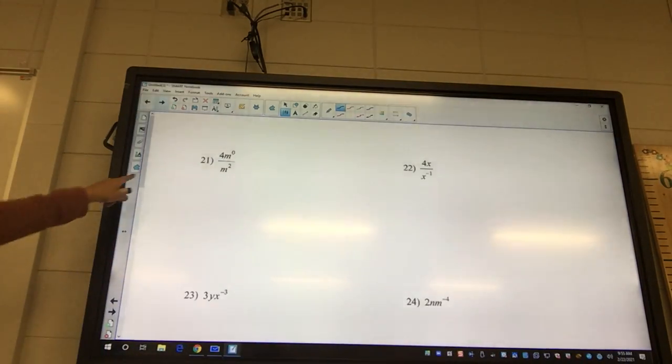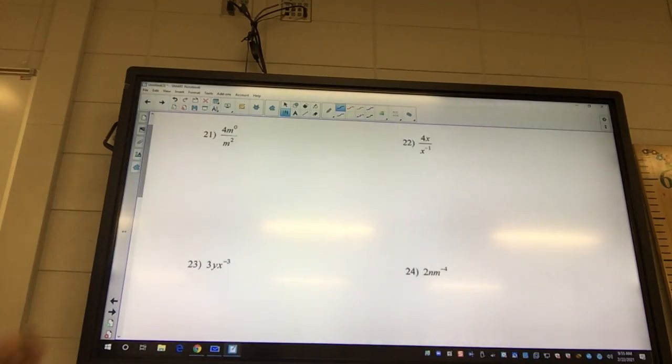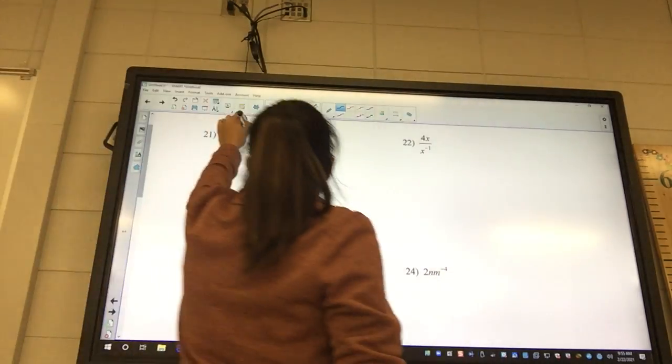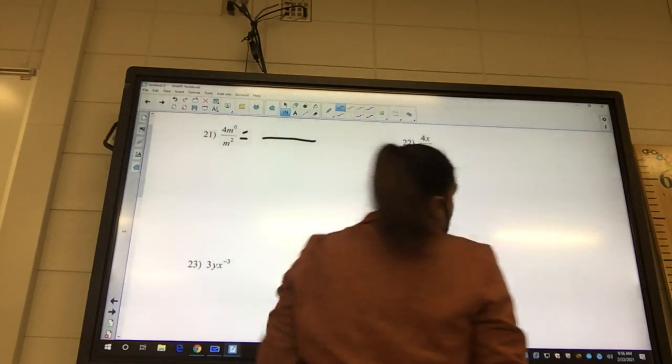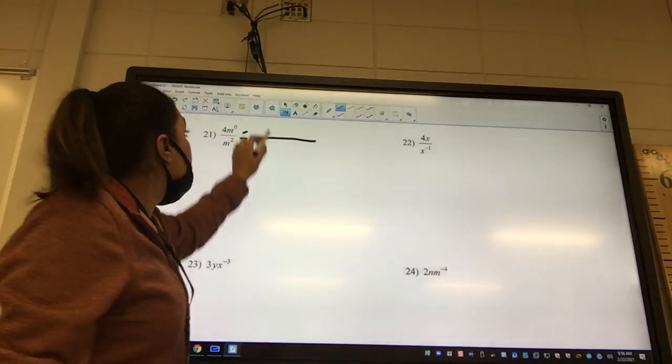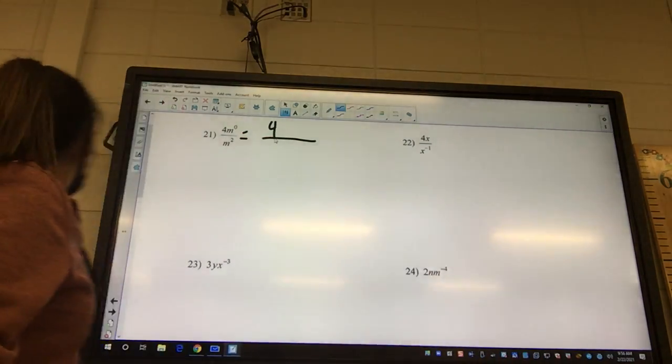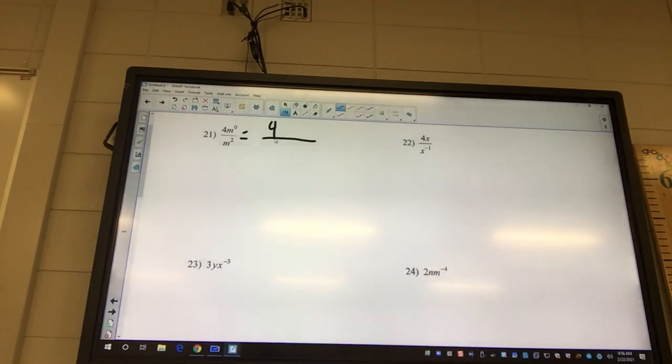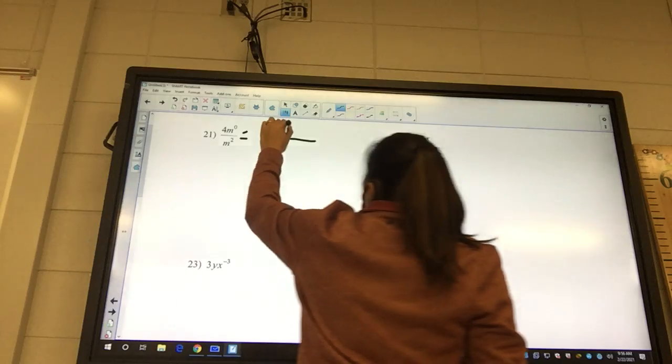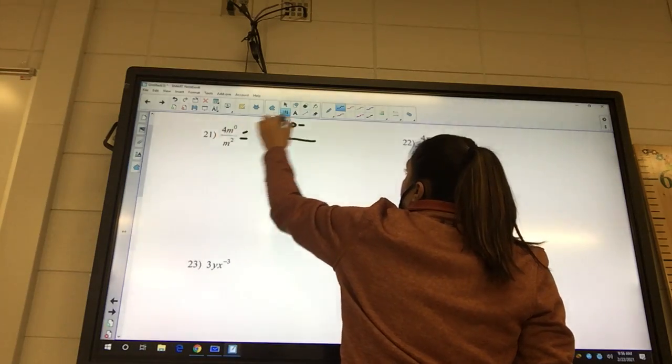Okay, look at 21. What type of rule is it? It's division. So we're going to draw our bar, and you put all the bigs where they go. So you're going to have a 4 on top, and then we subtract the exponents. Top minus bottom. Coming up here with your iPad, y'all have each other's iPads. Who? Somebody's coming up here with his iPad. Oh, they have each other's. Okay, subtract top minus bottom. So you're going to have m to the 0 minus 2.